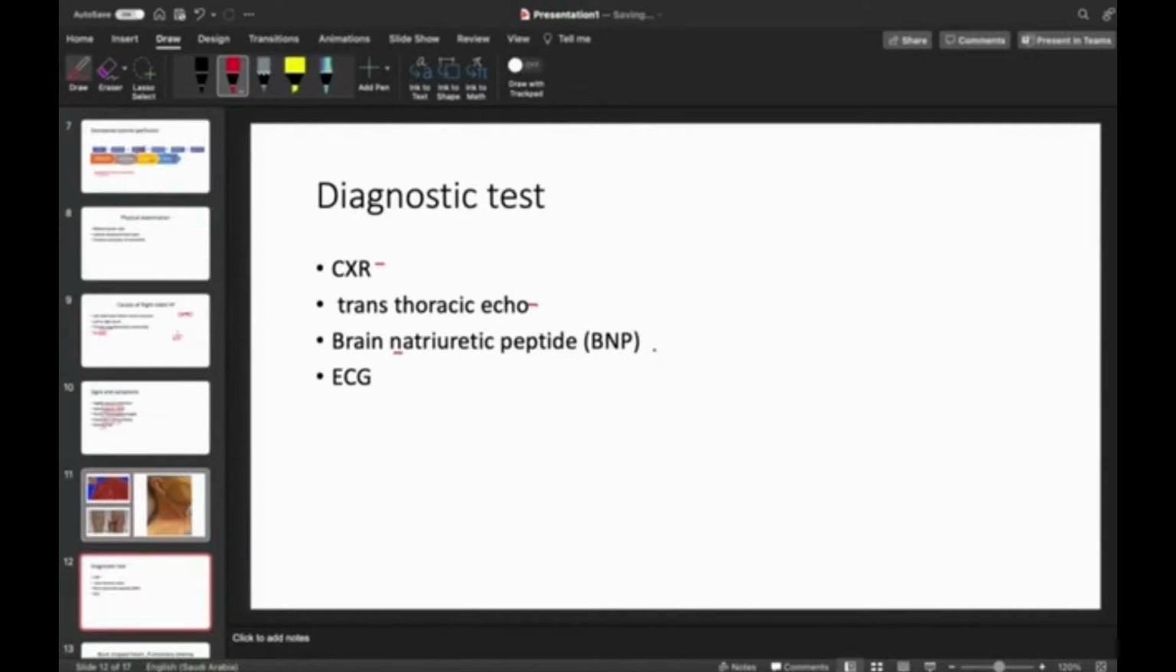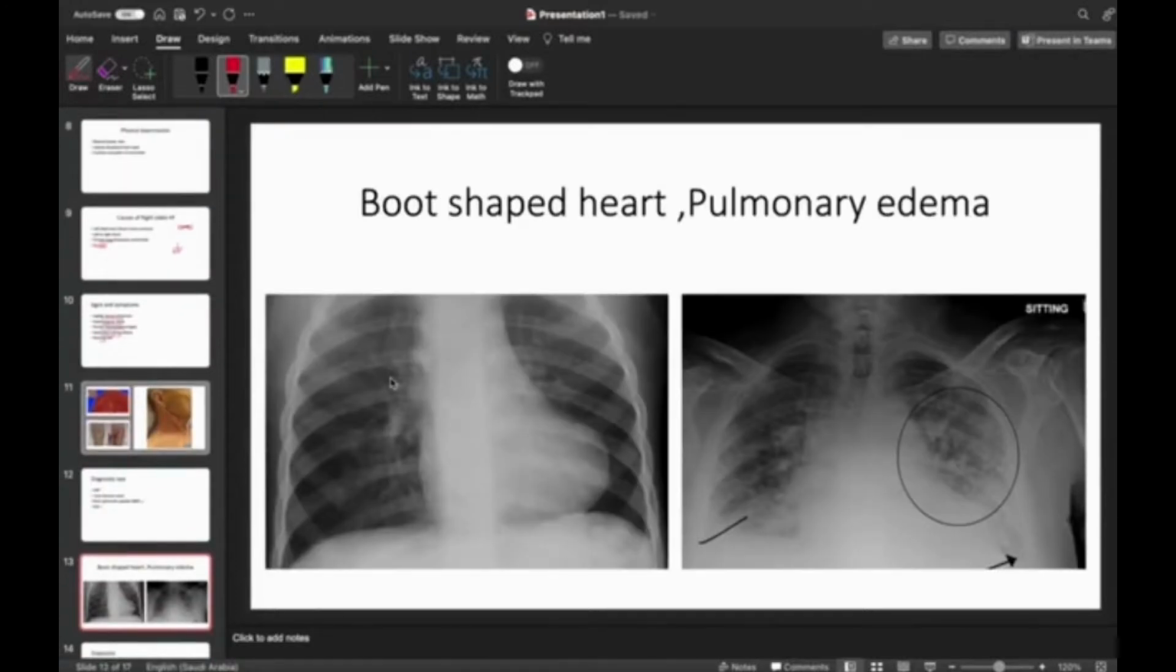This is secreted from the right atrium. An over-distended right atrium will lead to secretion of this peptide. An ECG, you can appreciate if there is left ventricular hypertrophy or pericarditis. This is the X-ray. This is the boot-shaped heart. This is the cardiomegaly. This is the pulmonary edema. As you can see, there's an obliteration of the costophrenic angle, representing the pulmonary edema.